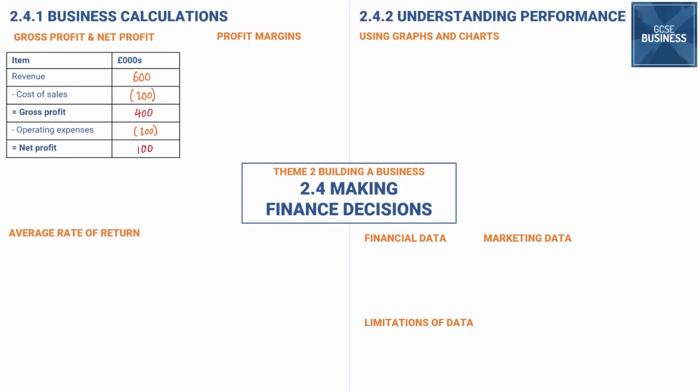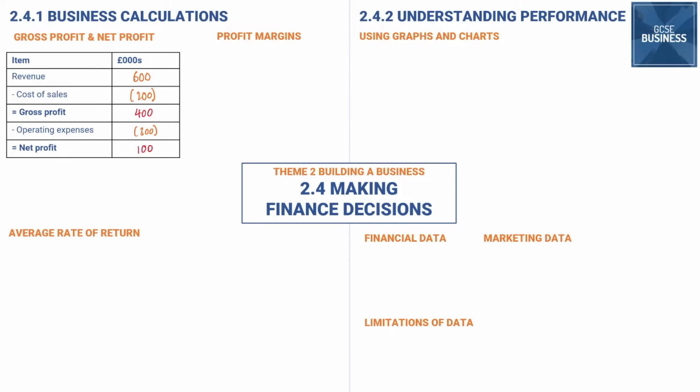Sometimes we might be given pieces of information and we have to work out other things. For example, if we know that our gross profit is 400,000 and we know our cost of sales is 200,000, well, if we rearrange that calculation and add your cost of sales to your gross profit, you'll get your revenue. So that's the first bit. That's gross profit and net profit. Pretty straightforward calculations, pretty straightforward concepts.